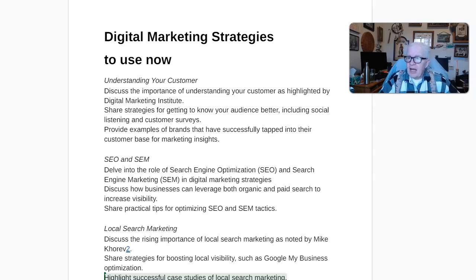Understanding SEO and SEM, search engine optimization and search engine marketing both have a role in digital marketing strategies, and understanding what those are is important. You might have one person that does SEO and another person that does SEM. Make sure that they're both in the know of what's going on, what the campaign is about, and so forth.